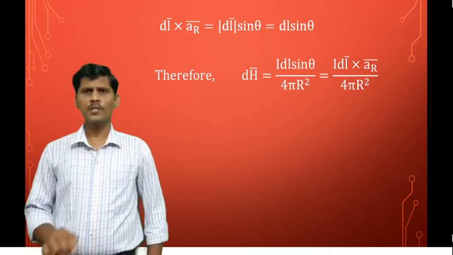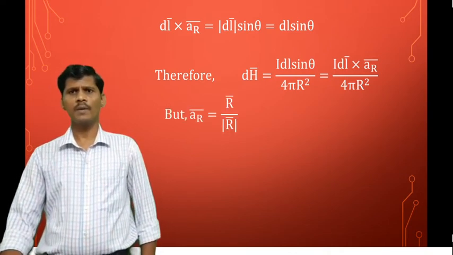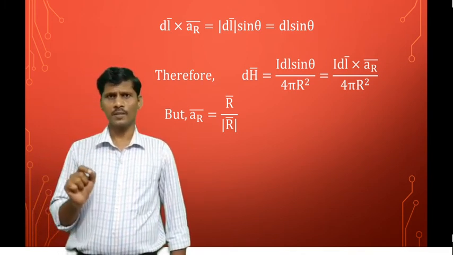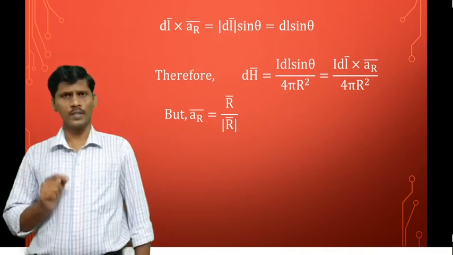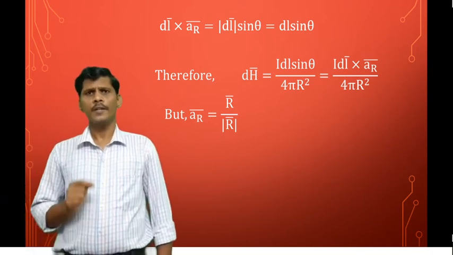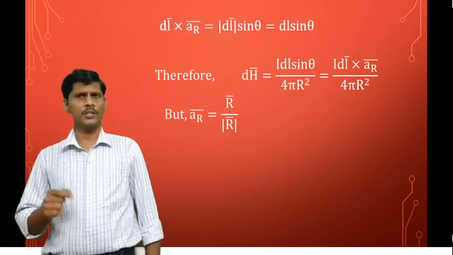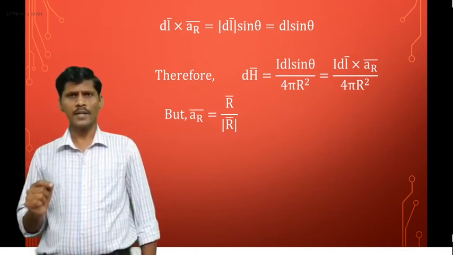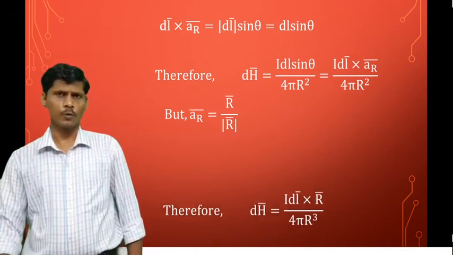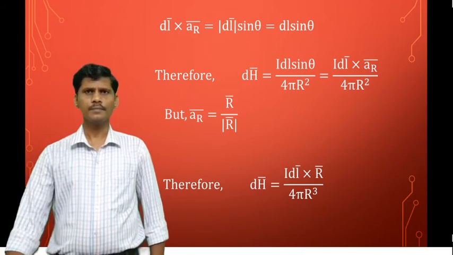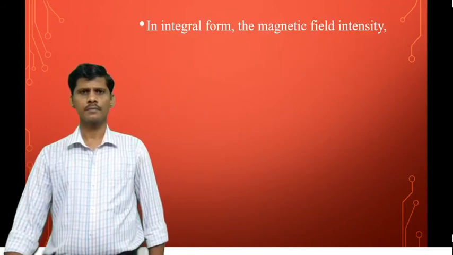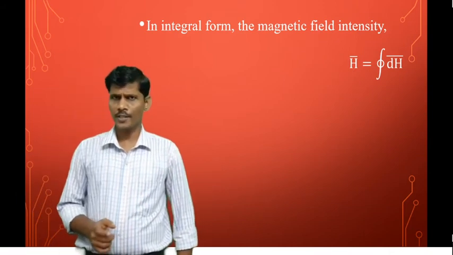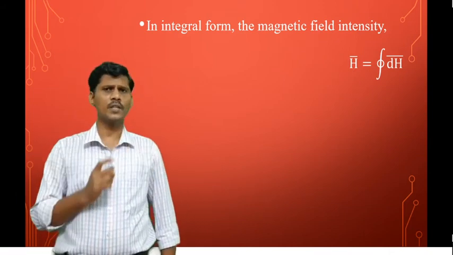What is the definition of the unit vector? aR bar is R bar by the magnitude of R bar. After substituting the unit vector in the above equation, we get the vector form of the differential magnetic field intensity at point P as I dl bar cross R bar by 4 pi r cube. That is the differential magnetic field intensity at point P due to the differential current element.